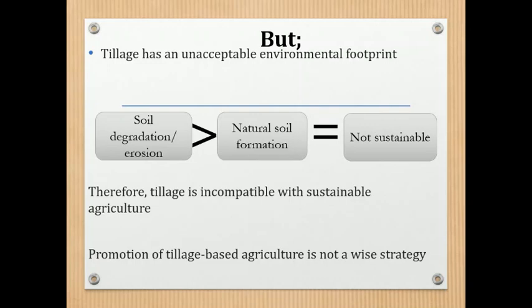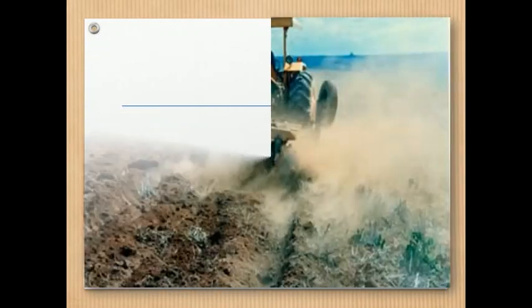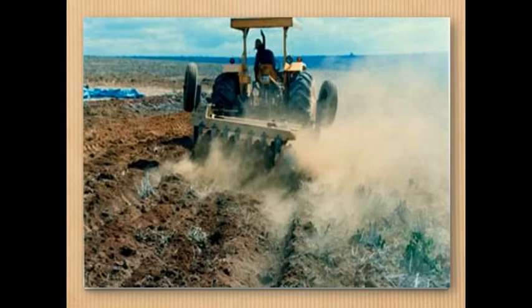Furthermore, promotion of tillage-based agriculture is not a wise strategy anywhere. Look at this photograph. This is a situation where disc ploughing is happening on an agricultural field. This disc ploughing or disc tillage not only buries much of the crop residues but also can pulverize the soil and induce serious compaction immediately beneath the tilled layer.